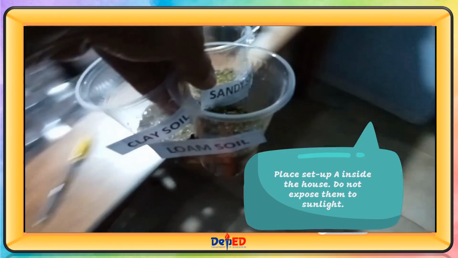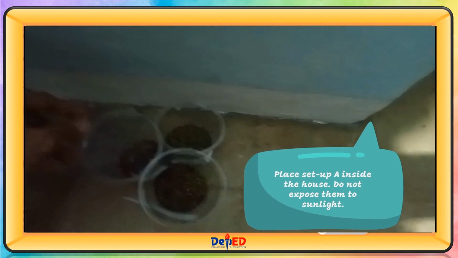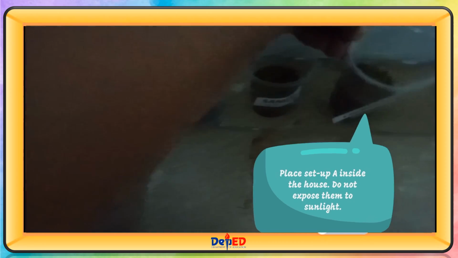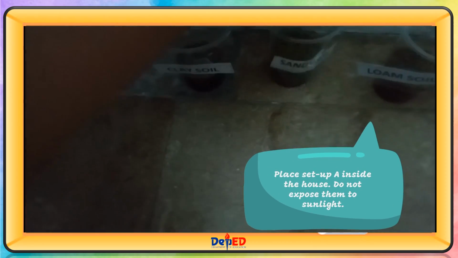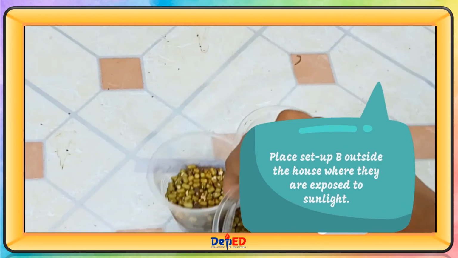Place setup A inside the house. Do not expose them to sunlight. Place setup B outside the house where they are exposed to sunlight.